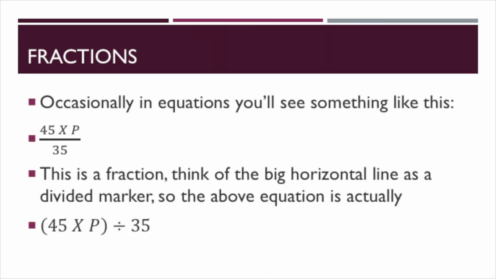Occasionally in equations, you'll see something like this, 45 times p over 35. You have that horizontal line. This is called a fraction. Think of the big horizontal line as a division marker. So the 45 times p over 35 is actually 45 times p divided by 35.